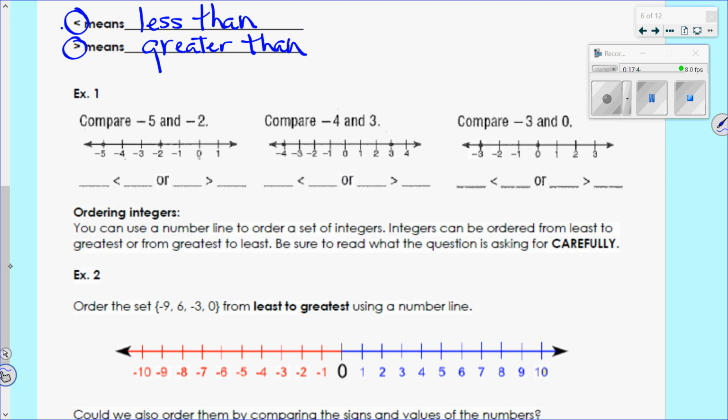Okay? Our first set we're going to talk about, let's do -5 and -2. So first we can graph them to help us understand visually where they are. -5, -2. So if I'm going to say less than, which number is going to come first? Which number is less than the other? Caden? -5. Is less than -2? Are you sure about that?